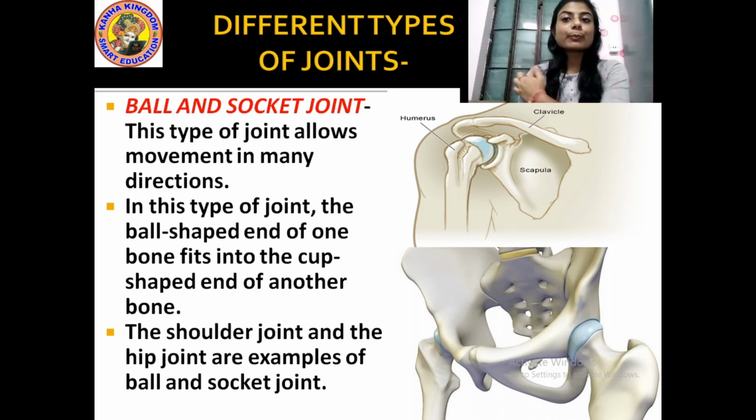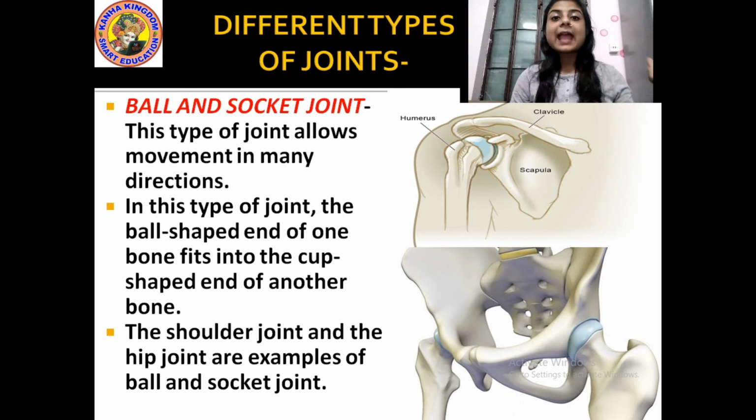This is the round portion of your arm. From where the arm is starting, this is the round portion of your arm, and it is fixed to the cup-shaped portion of your shoulder. This is the cup-shaped portion of your shoulder, and this is the arm. So this is the ball and socket joint, by which you can move your arm into different directions.